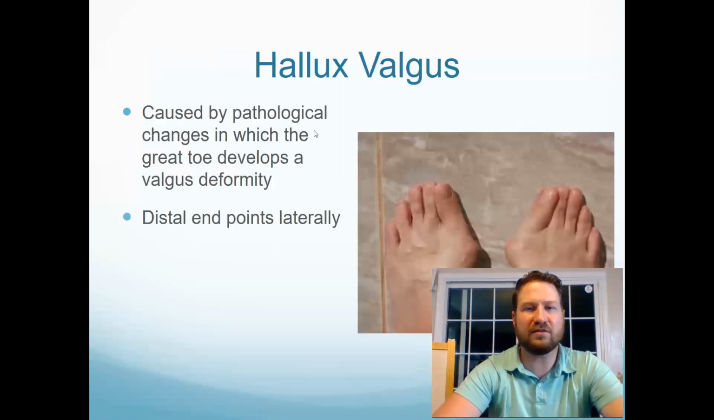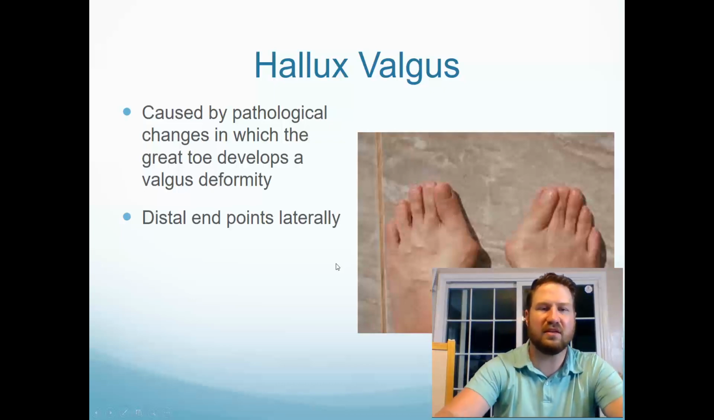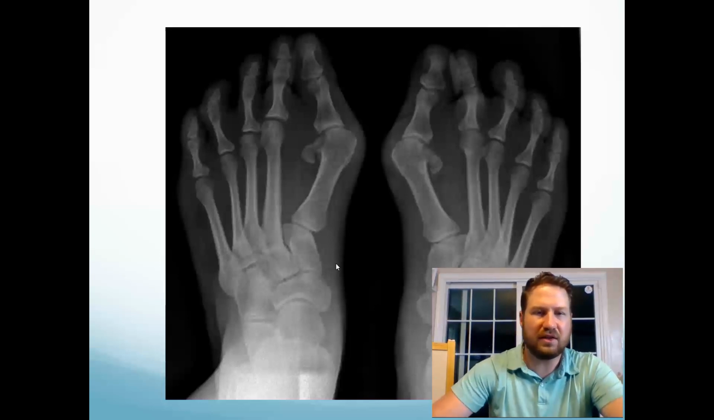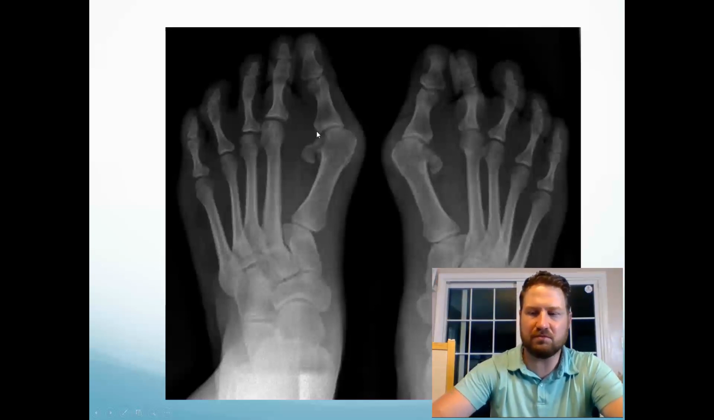We have our hallux valgus, which is caused by pathological changes in which the great toe develops a valgus deformity, and you can see that. The other toes are in a normal alignment, right? So it's not like RA where you get an ulnar or lateral drift of all the toes. It is just the great toe. The distal end points laterally, and that's what it looks like on X-ray. The whole metatarsal shifts out, and then in order to maintain its alignment, that proximal phalanx has to shift medially.